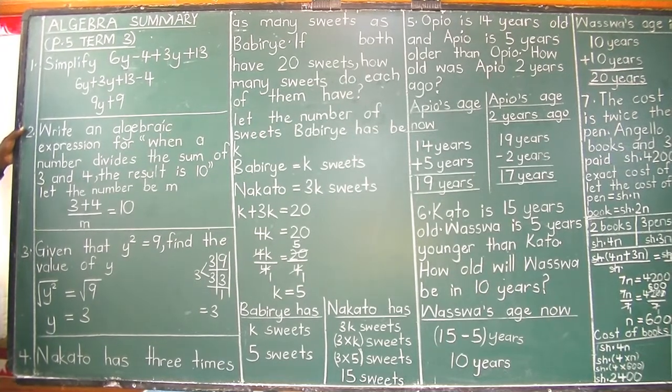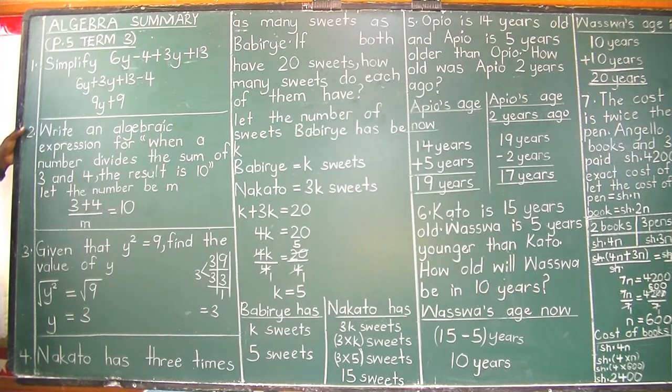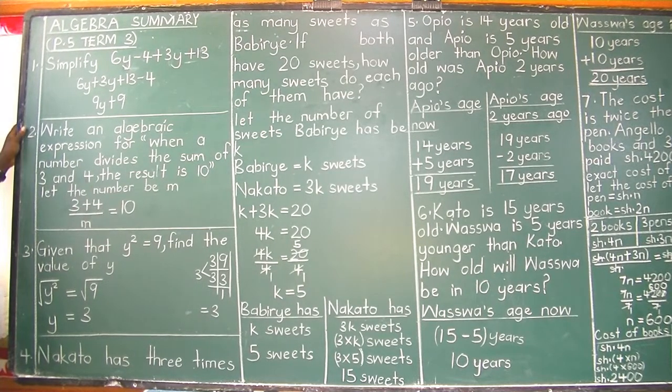among the numbers, I know some of us would fail. It says write an algebraic expression for this statement. When a number divides the sum of 3 and 4, the result is 10. So, now, write that expression. So you say, let the number be m.